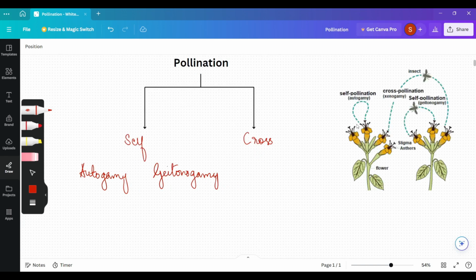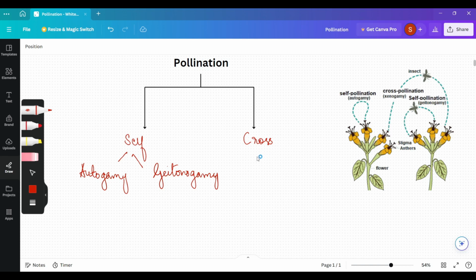Autogamy is the transfer of pollen grains from anther to stigma within the same flower. It happens within a flower, whereas geitonogamy is the transfer of pollen grains from anther to stigma of another flower but within the same plant. Though it is happening to a different flower, it is a genetically similar plant. That is why it can also be said to be self-pollination.